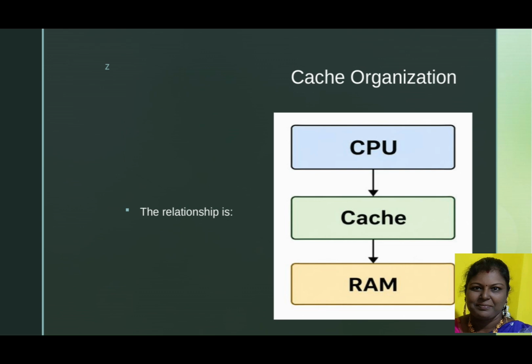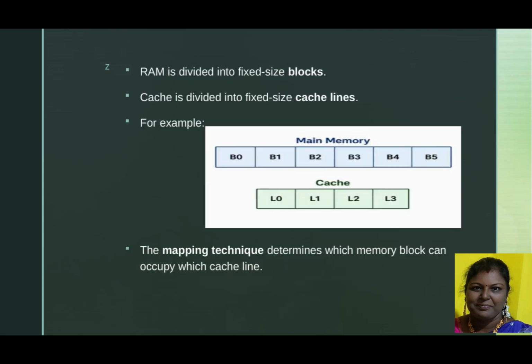RAM is organized into fixed-size blocks, while cache is split into fixed-size cache lines. This setup is crucial because the way we map memory blocks to cache lines determines how efficiently data moves between RAM and cache. Essentially, the mapping technique decides which memory block can be stored in which cache line, shaping the speed and performance of our system's memory access. This slide sets the stage for understanding those mapping methods in detail.